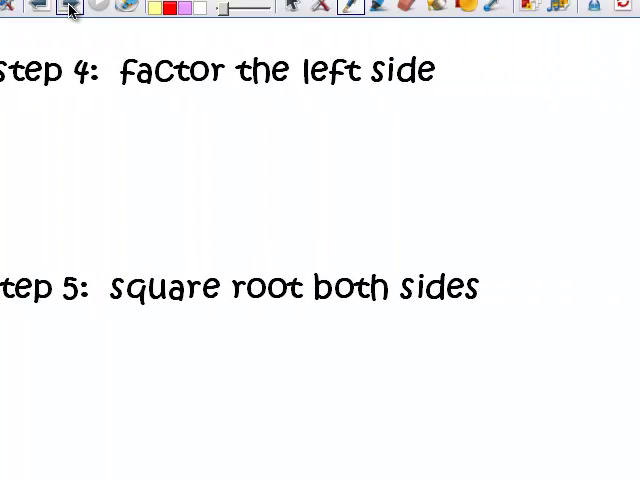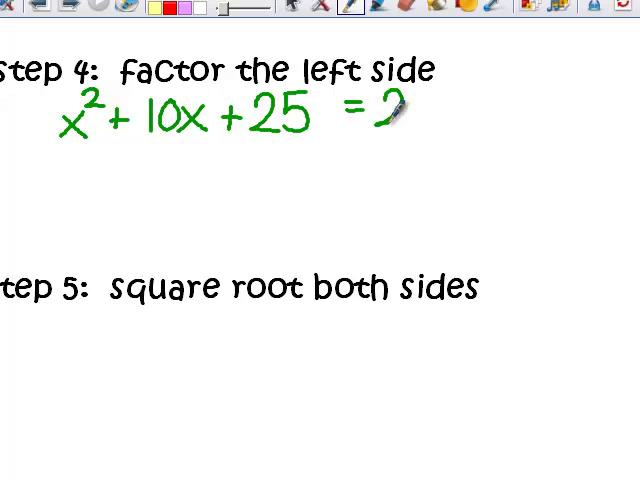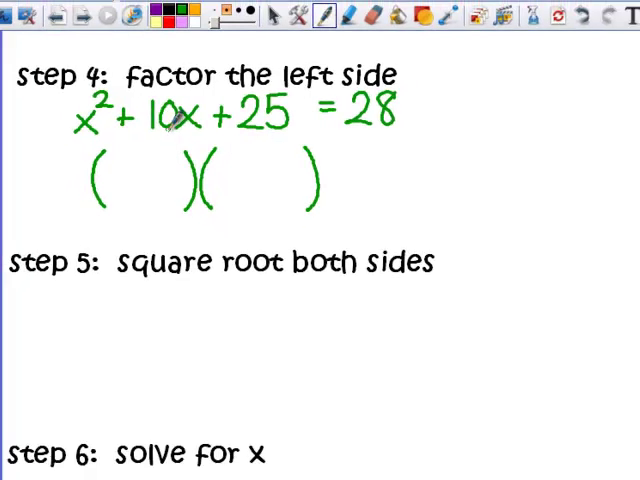Okay, now the next step, we had x squared plus 10x plus 25 equals 28. Just rewriting this. It says to factor the left side. So we're going to factor this side here. And remember, when we factor, we end up with 2 binomials. And it always depends on this number in front here. If that's a 1, life is very easy. And we just have to find the factors of 25 that will add up to 10.